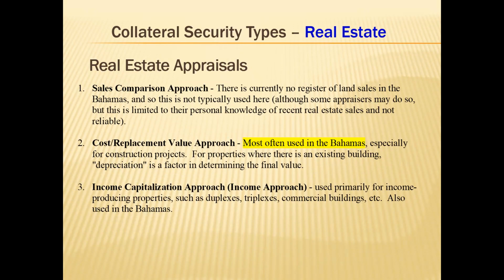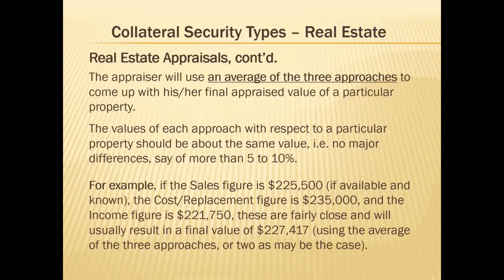Then we look at the real estate appraisals, which was the last thing we looked at. We began looking at the appraisals. We said there were three appraisal approaches: the sales comparison approach, the cost replacement value approach, and the income capitalization approach, which is also known as the income approach. And we indicated that the appraiser normally would use an average of the three approaches to come up with his or her final appraised value of a particular property.